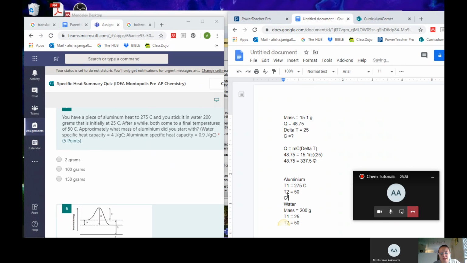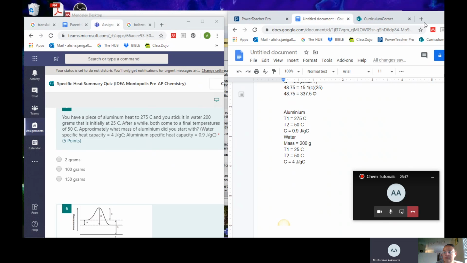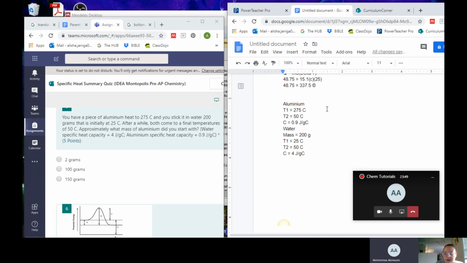So I'm going to tell you that the C of aluminum is 0.9. And for water, we're going to round it off to 4. Can you scroll up a little bit, please? Thank you. So here's our water variables. Here's our aluminum. The mass, we don't know.